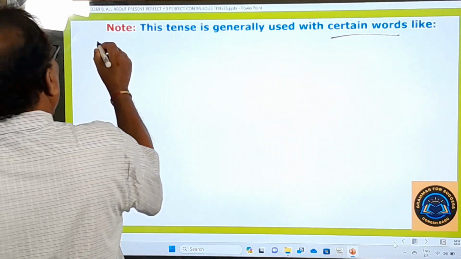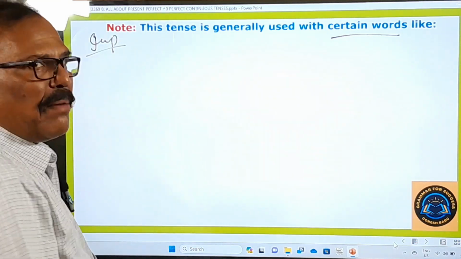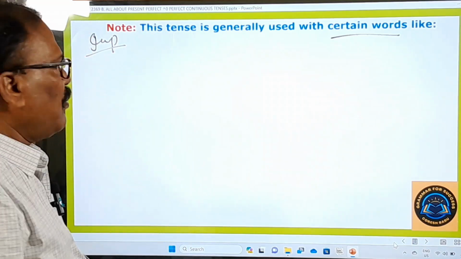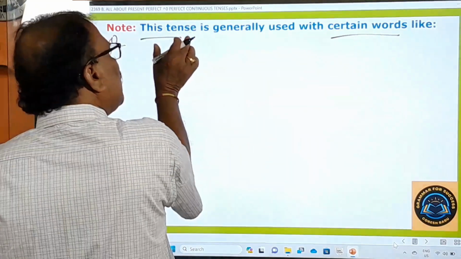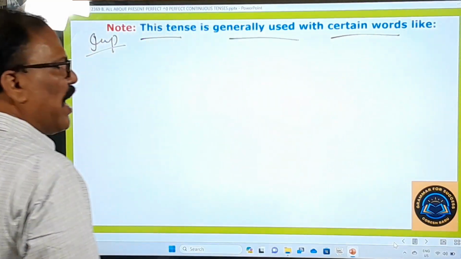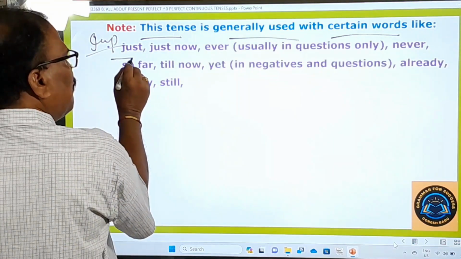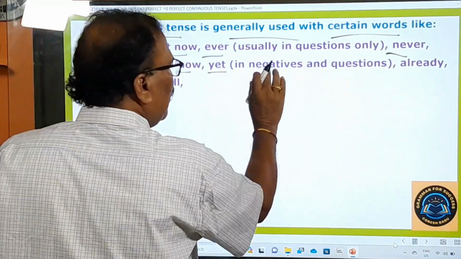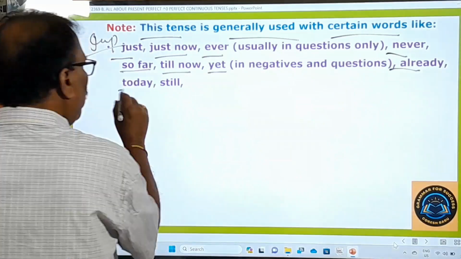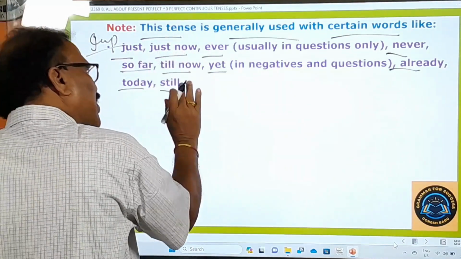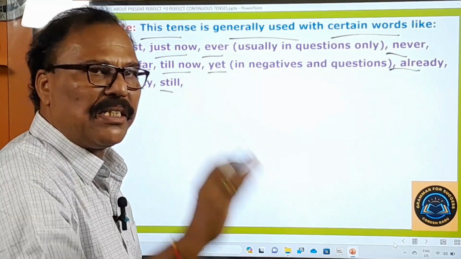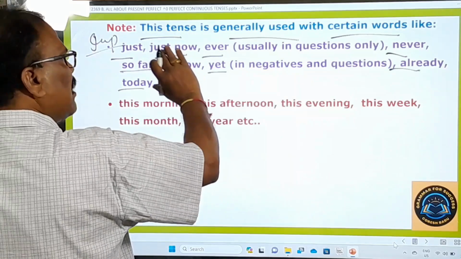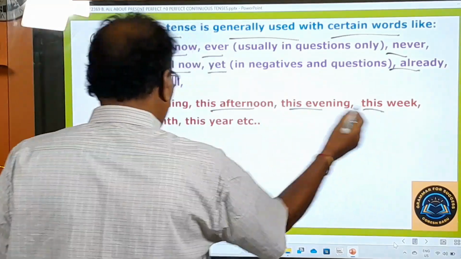This is an important aspect for all the students from your competitive examinations point of view. Please keep this slide in your mind. This tense, the present perfect tense, is generally used with certain words like: just now, ever, usually in questions only, yes, never, so far, till now, at. It is used in negatives and questions, okay? Already, today, still. So these are all the words with which we generally use only the present perfect tense and nothing else. And this is a clue in the examination. This morning, this afternoon, this evening, this week, this month, this year.